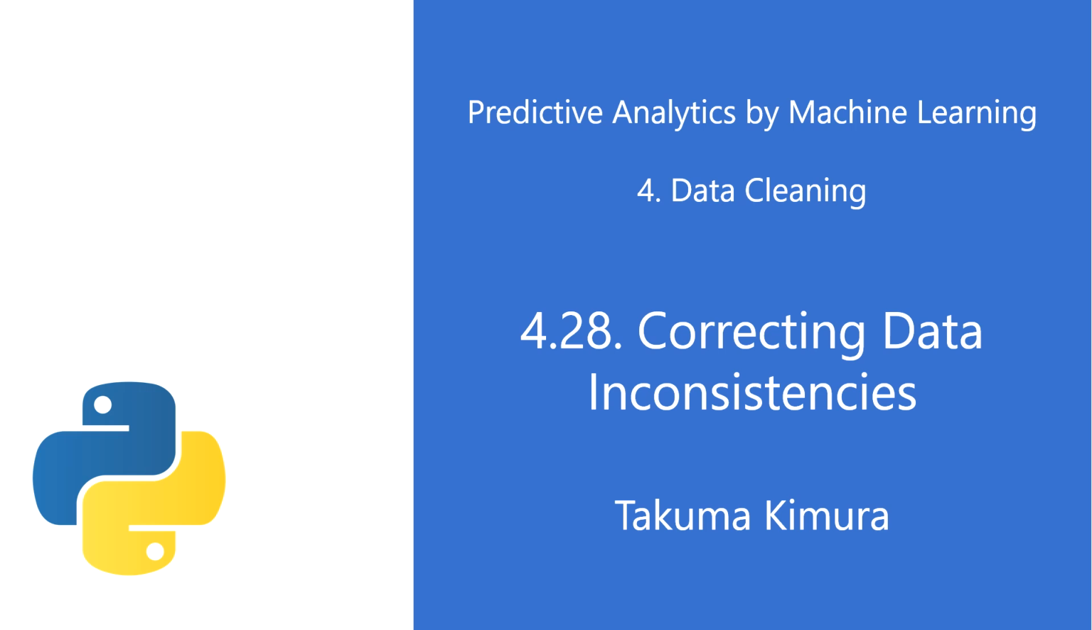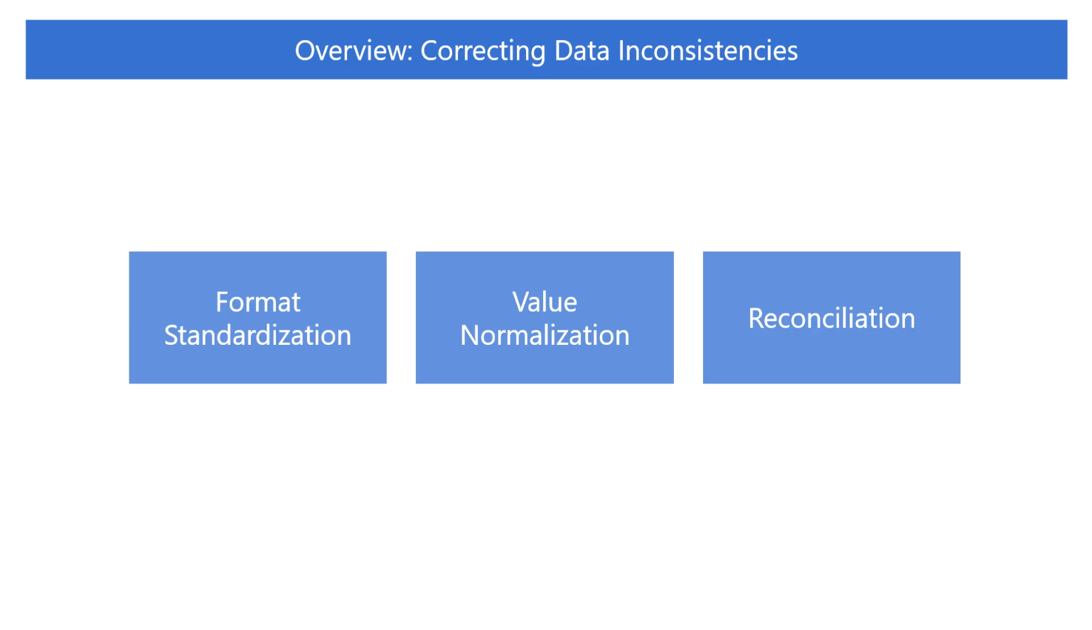Chapter 4, Section 28, Correcting Data Inconsistencies. In the previous sections, we have seen how to detect data inconsistencies. Having identified inconsistencies in your dataset, the next step is to correct them. This ensures uniformity and enhances the reliability of your data for analysis. In this section, we will explore three key approaches: standardizing formats, normalizing values, and reconciliation.